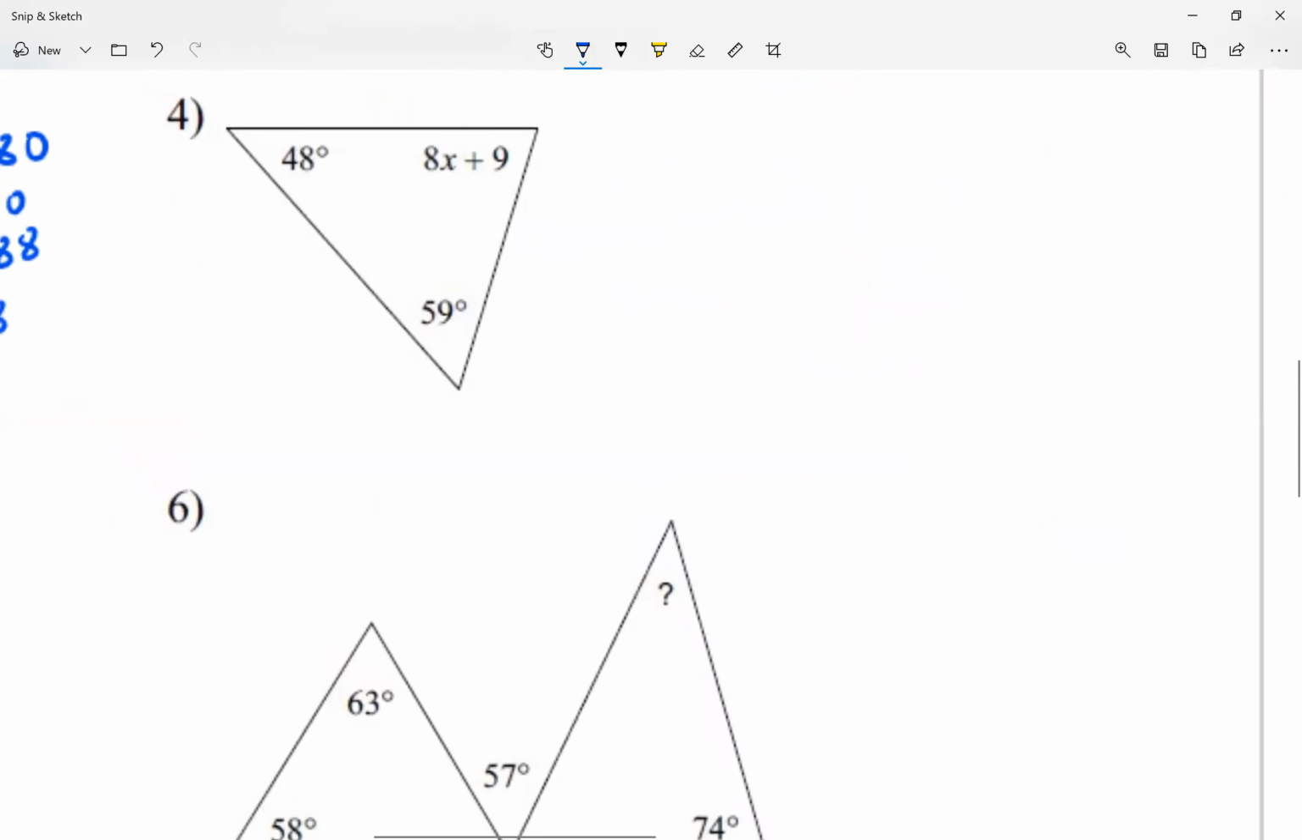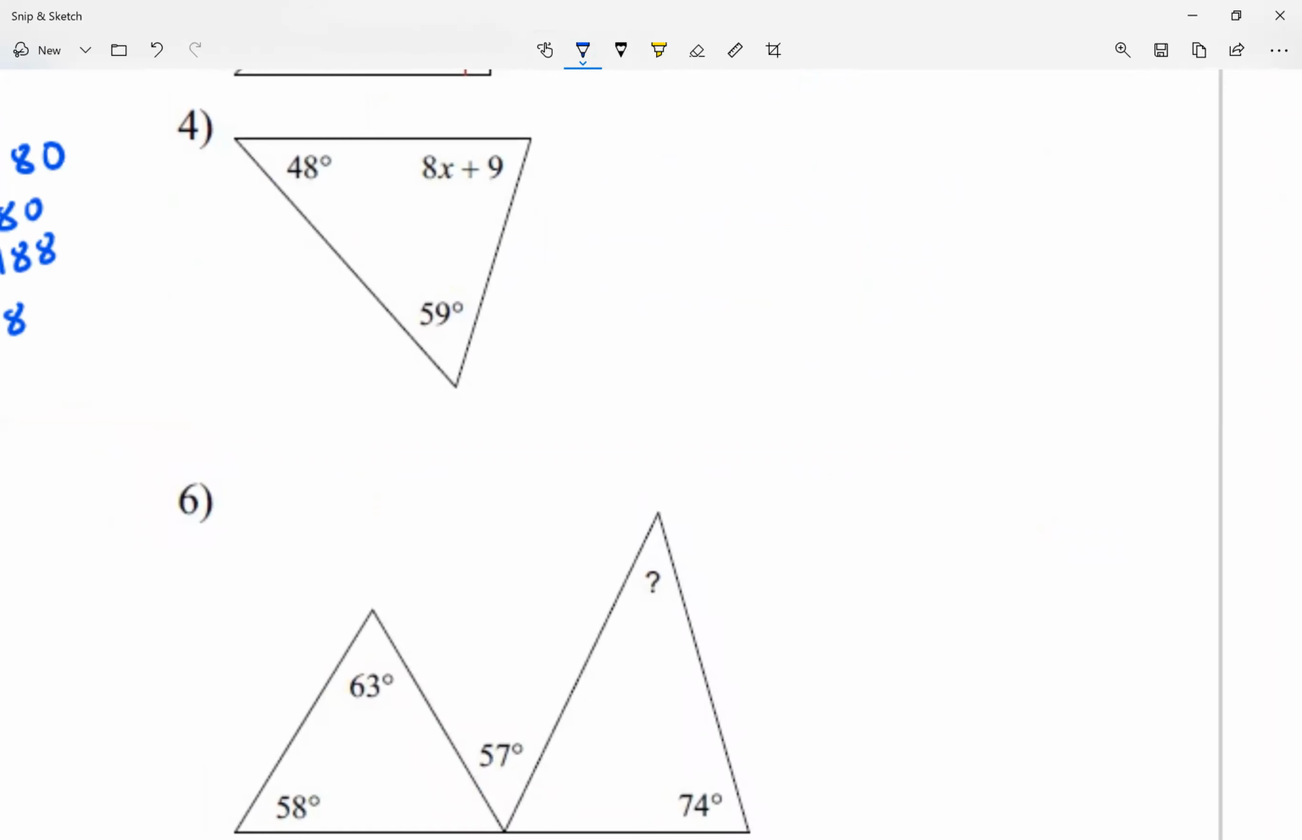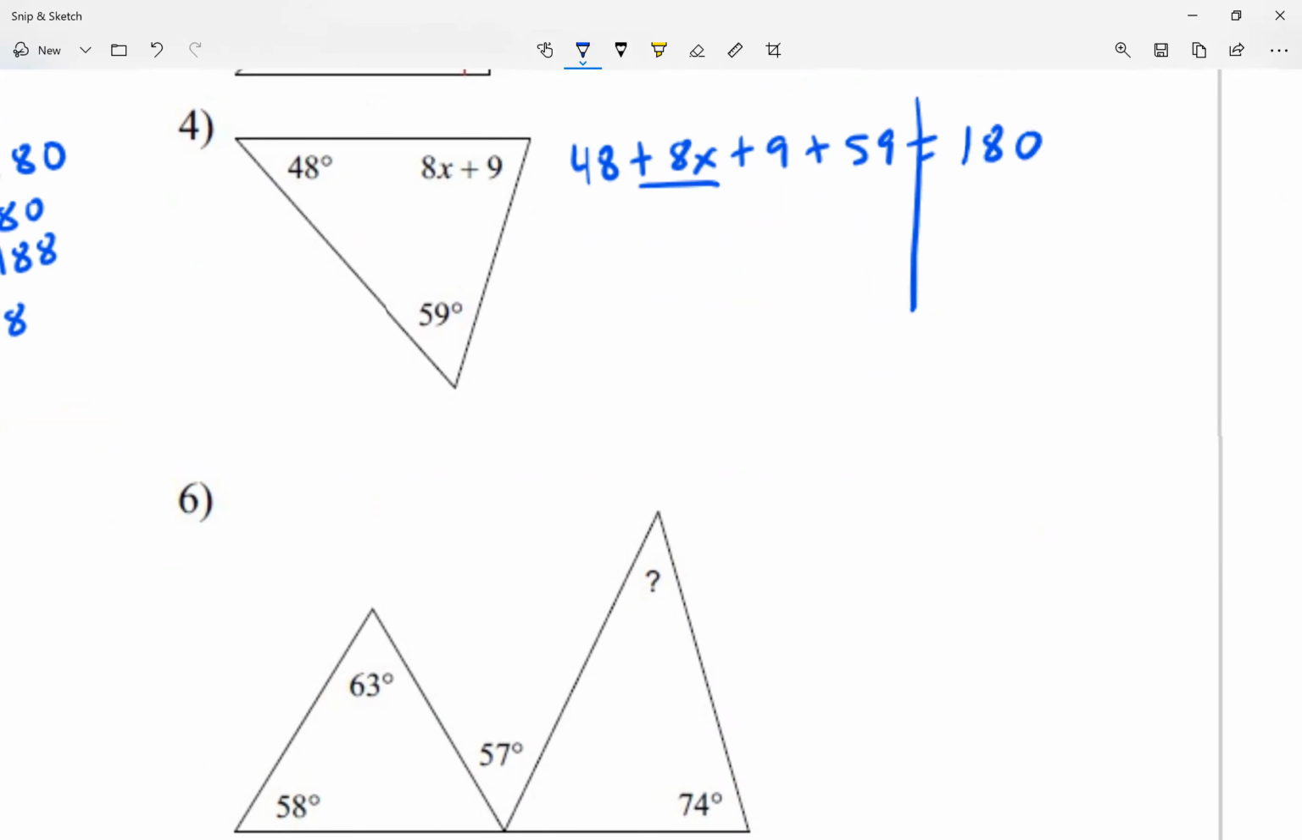Now let's take a look at question number 4. Let me add everything. 48 plus 8x plus 9 plus 59, and this is equal to 180. Let me separate them through the equal sign. When it comes to letters, I have 8x. Number-wise, I have 48 plus 9 plus 59.